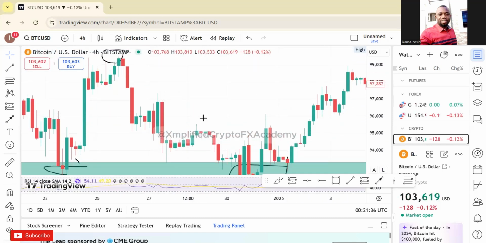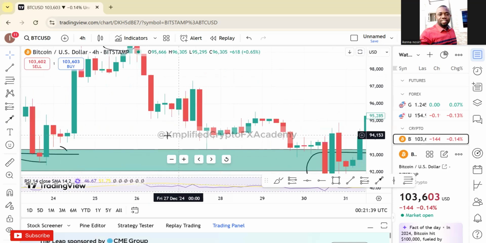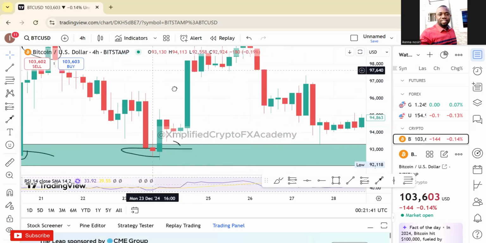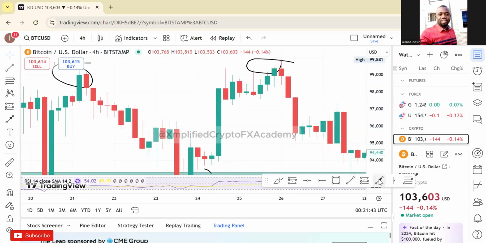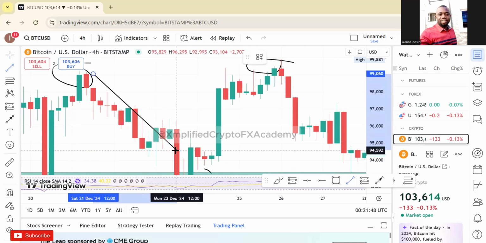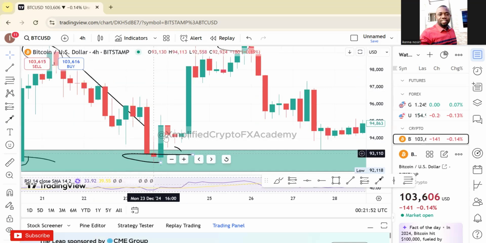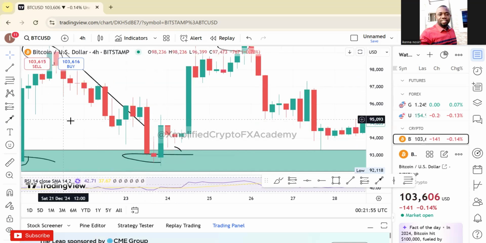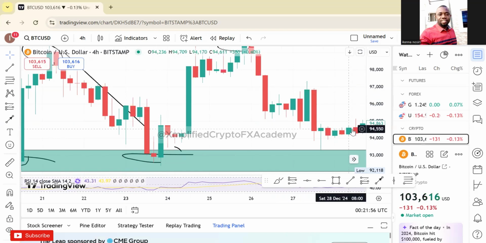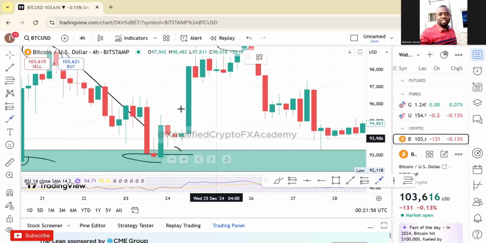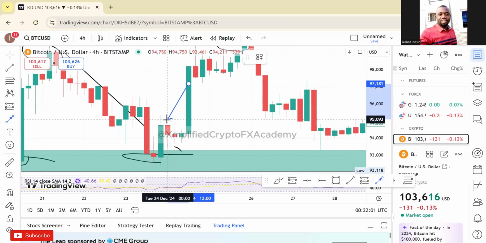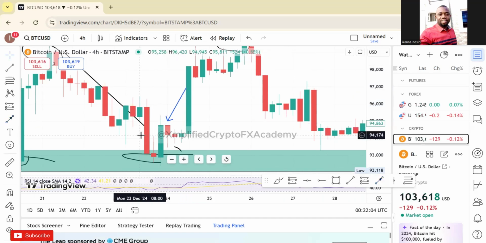I hope you know the reason why it's a bullish engulfing candle. This is a bullish engulfing candle, this particular one here, because this is a downtrend, isn't it? These sellers were in control here. Then over here, there is a bullish engulfing candle. Why is it a bullish engulfing candle?